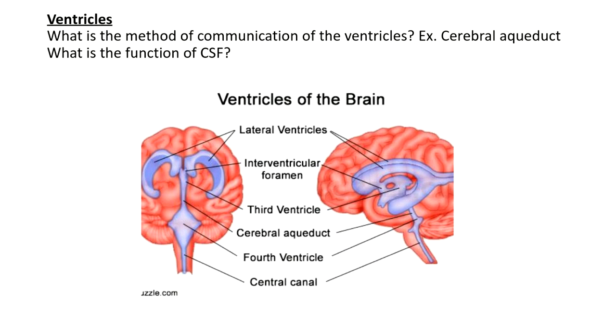All right, next we have the ventricles of the brain. Pretty easy. You have these two big ventricles called the lateral ventricles, and between them is the interventricular foramen. Okay, right below that, you have the third ventricle connected by the cerebral aqueduct that goes down into the fourth ventricle. And then from the fourth ventricle, you have the central canal that goes down to the spinal cord. Okay, and these are just the empty spaces where the cerebrospinal fluid moves.